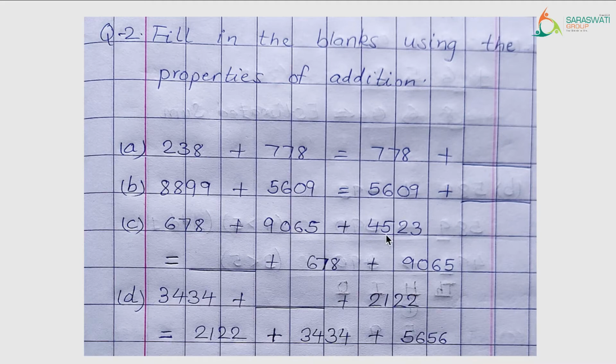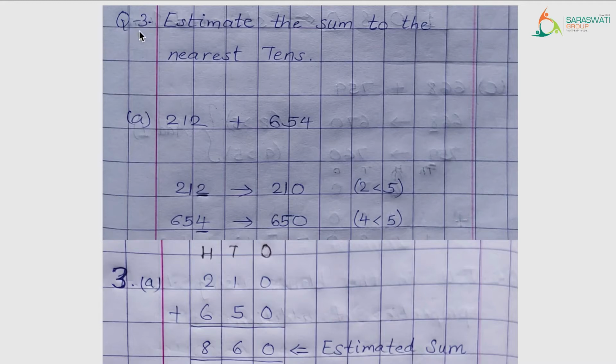This number 4523. So this will be the answer that comes in the blank here, right? So that the sum is the same on both sides of the equal to sign. Then in sub question D also we have to use the grouping property of addition and fill in the given blank, right? Next question. Question 3.